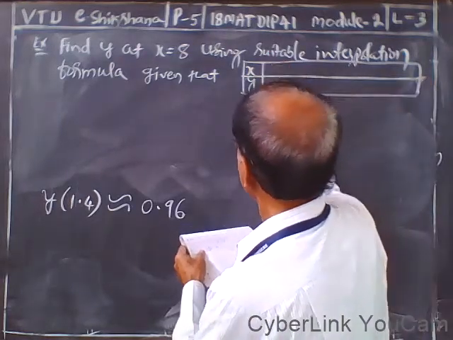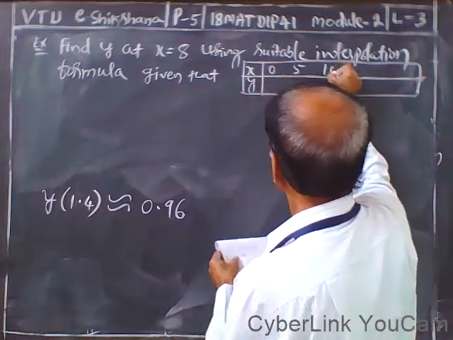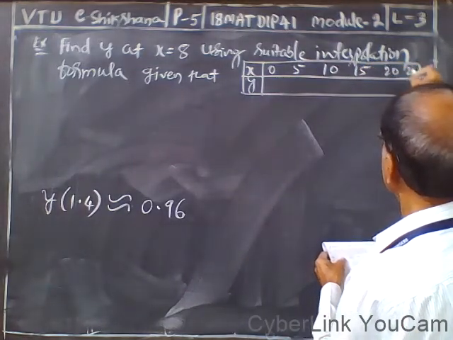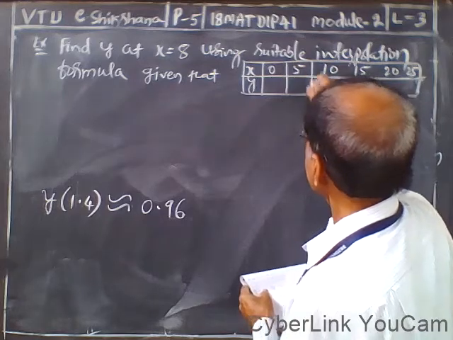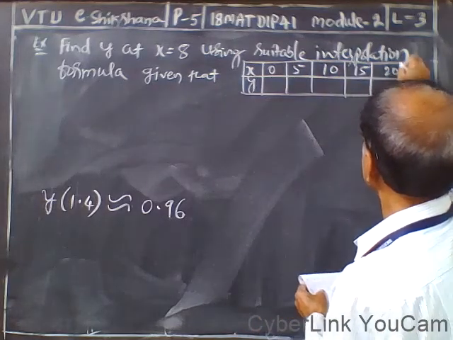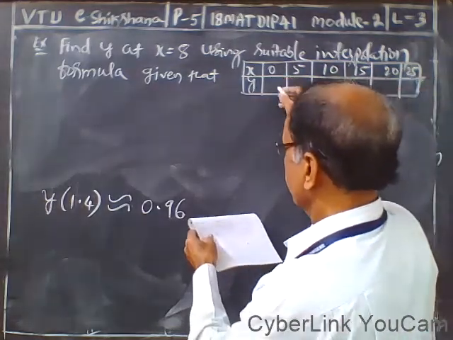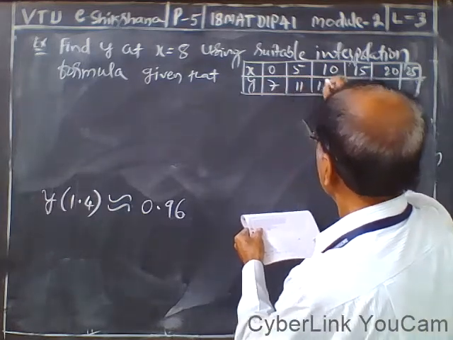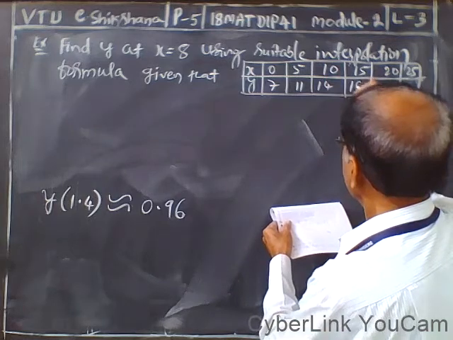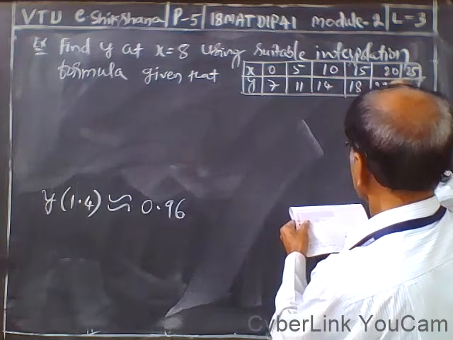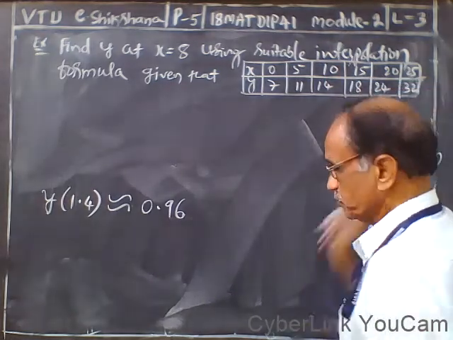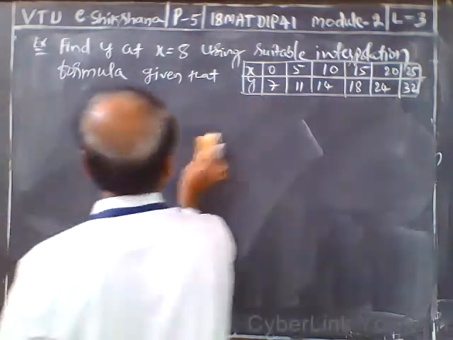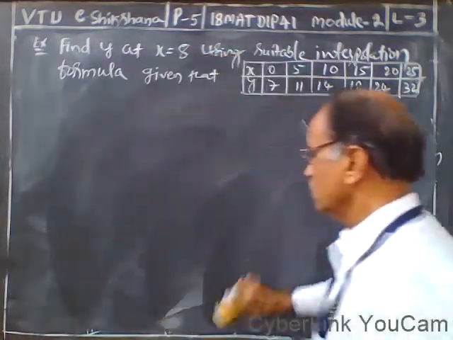that is x: 0, 5, 10, 15, 20, and 25. These values are given: 7, and then 11, then 14, then 18, then 24, and 32. The interpolating value is x equal to 8.